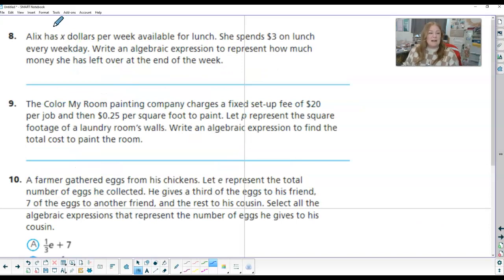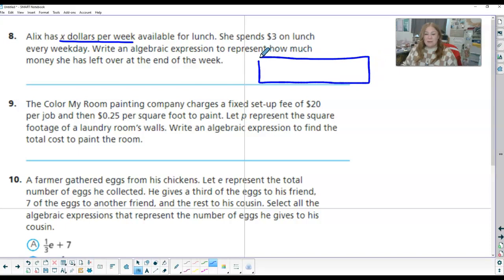Okay, number 8 says Alex has X dollars per week available. She has that. That is a total. So I'm just going to go ahead and draw out what she has, X. This X could be her parents give her $20, her parents give her $50. We don't know. She just gets money, okay? She spends $3, so she's taking away $3 on lunch every weekday. Not every day of the week. Every weekday, those are like school days, Monday, Tuesday, Wednesday, Thursday, Friday.